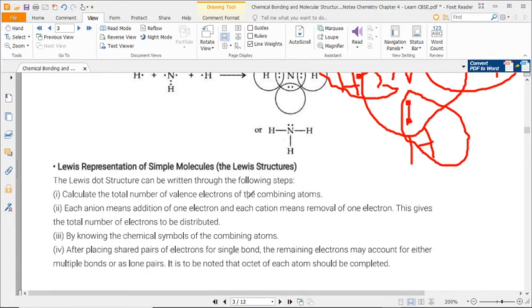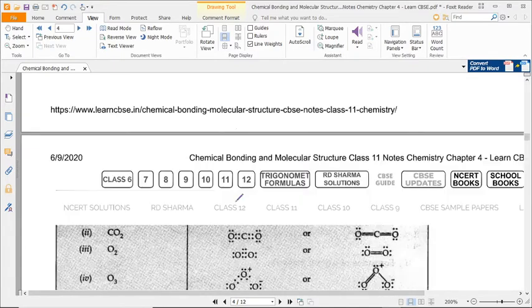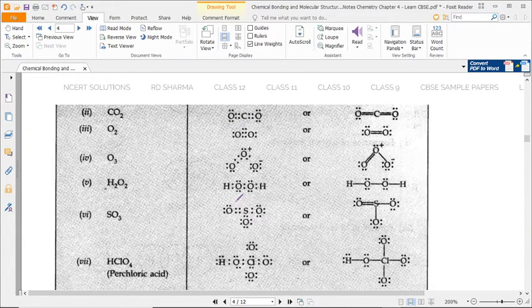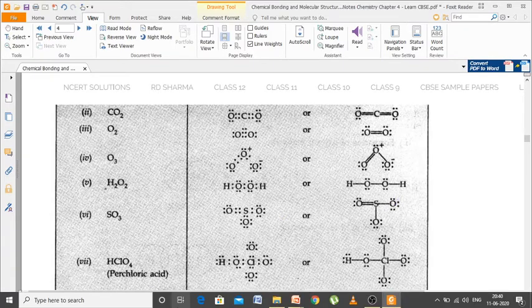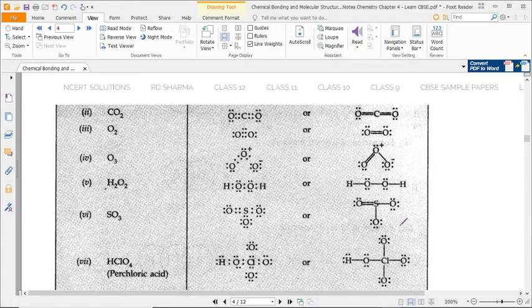So this is how you have to draw the Lewis structure, and that is a very important question for your exam. For other molecules like carbon dioxide, oxygen, and ozone, O3, they have given the Lewis dots as well as the type of bonds between them. In each of these, if you count the number of electrons, you will get to know that they have 8 electrons surrounding them. So shall we try for this SO3?